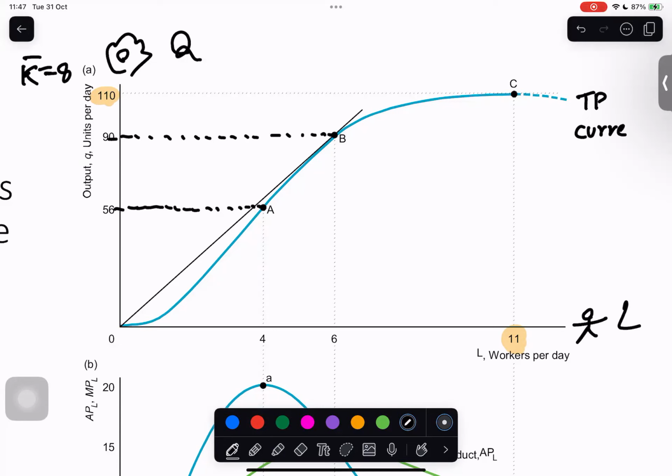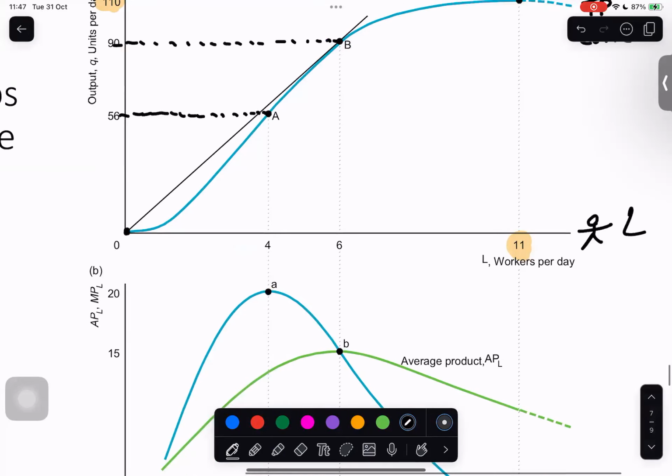And it's also should spot this as well. With only capital K equal to 8 machines, if we have no workers, no cookies, the curve starts from the origin.